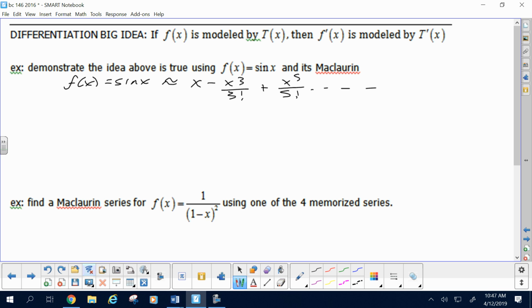Now, if that's truly equal, then by rules of math, if I do the same thing to both sides of the equation, equality should be maintained. And one of those operations I could do is differentiate. So would you differentiate both sides of that equation?